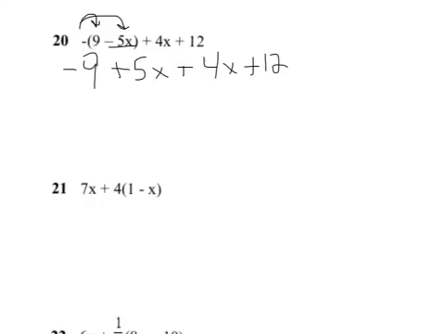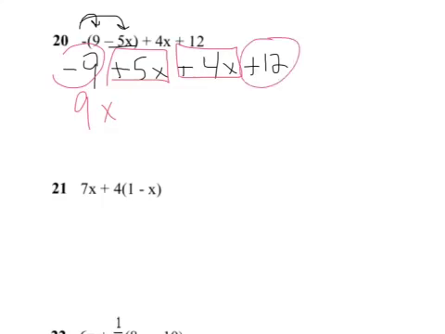Okay. Then I will combine like terms. I have positive 5x plus a positive 4x gives me 9x. Then I combine my constants. So I have negative 9 plus positive 12 gives me positive 3.